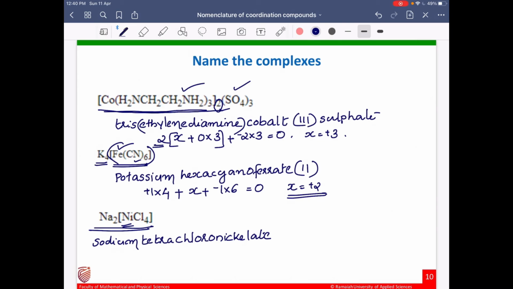Not over, we have to put the oxidation state. We'll calculate the oxidation state. For sodium, 2 are there. We know that sodium has a charge of +1. Nickel, we don't know, X. Chlorine, 4 are there. Each one has -1 charge. So the total is 0. So if I calculate, I will get X as 2. So if I am getting X as 2, I have to put that as a Roman numeral after the name of the metal. So I wrote (II).